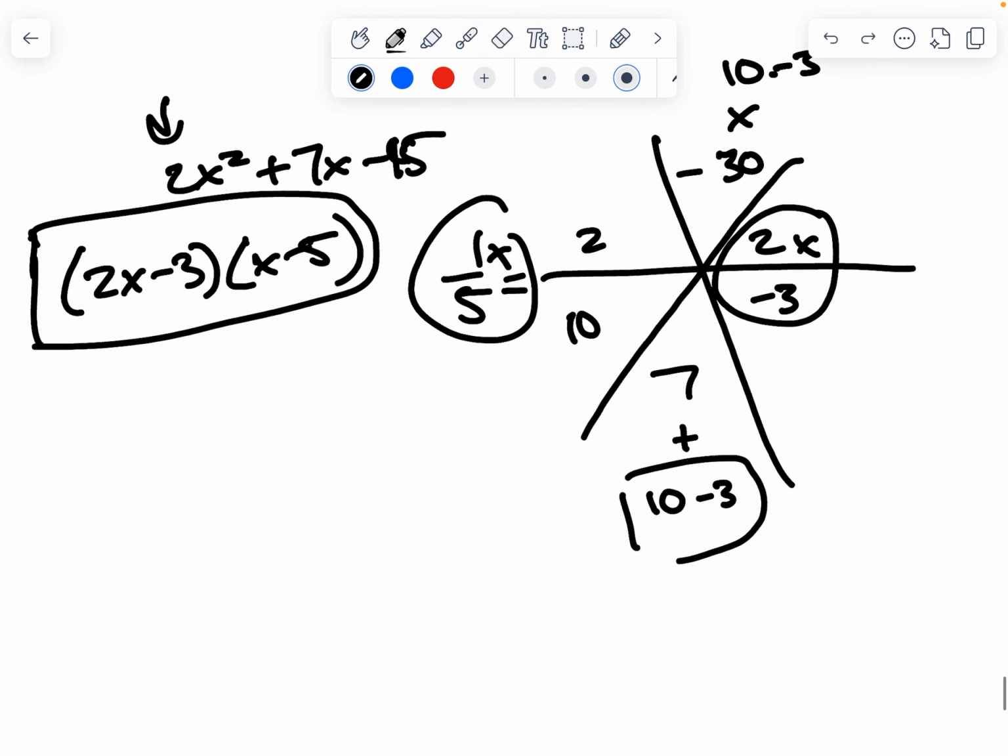Remember, you can always come back to this. This is a very important concept. Make sure you understand it. Come back to it as frequently as you need. And let me know if you have any issues.